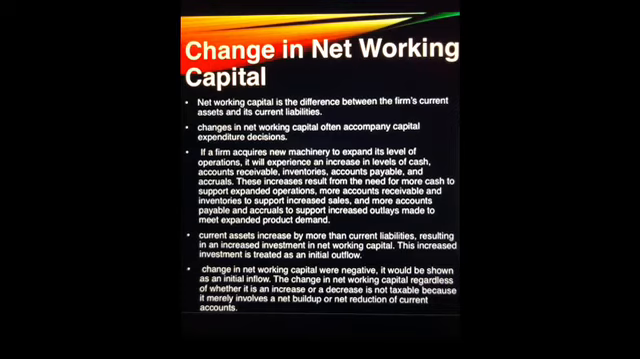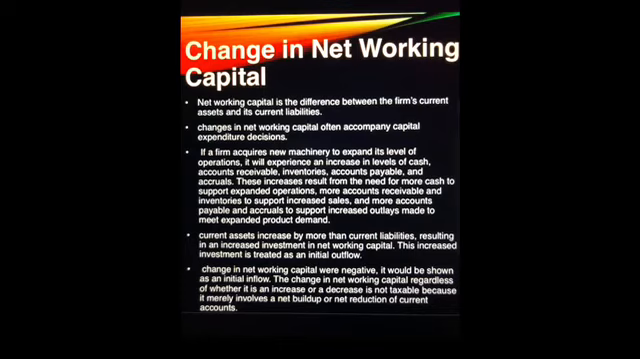If a firm acquires new machinery to expand its level of operation, it will experience an increase in cash, accounts receivable, inventories, accounts payable, and accruals. These increases result from the need for more cash to support expanded operations, more accounts receivable and inventories to support increased sales, and more accounts payable and accruals to support increased outlays made to meet expanded product demand.